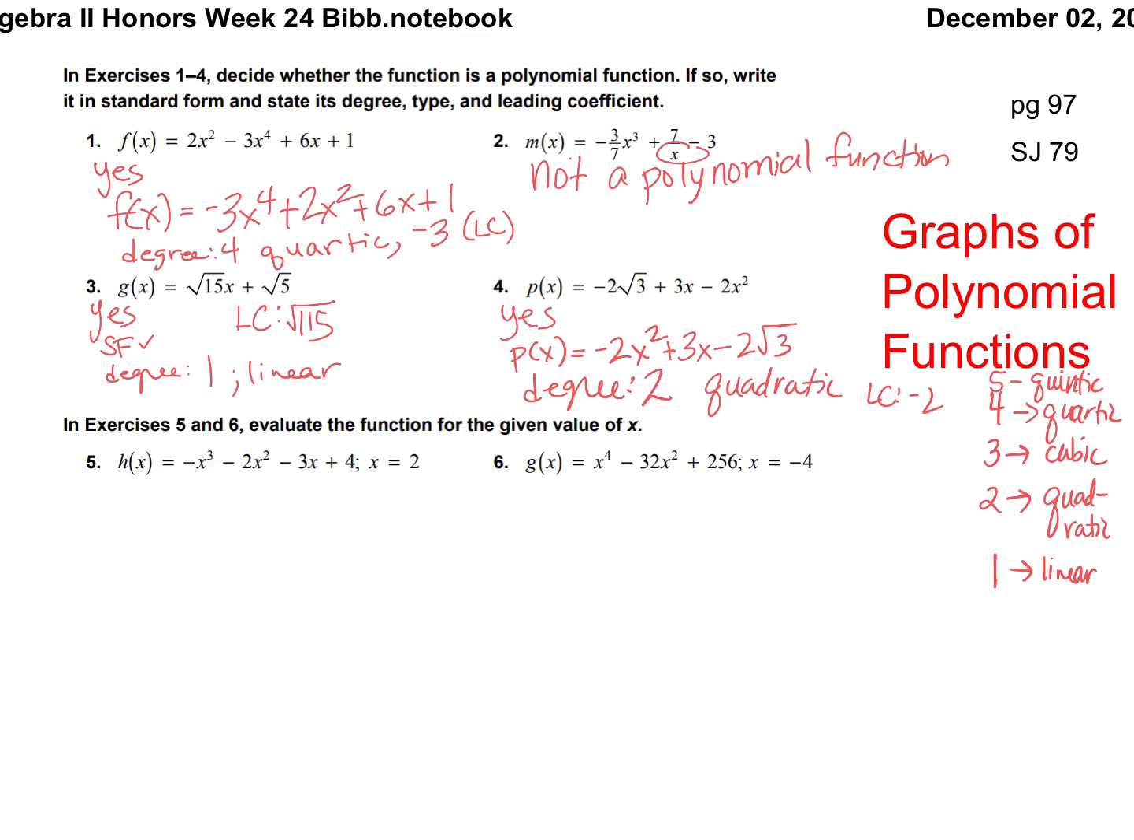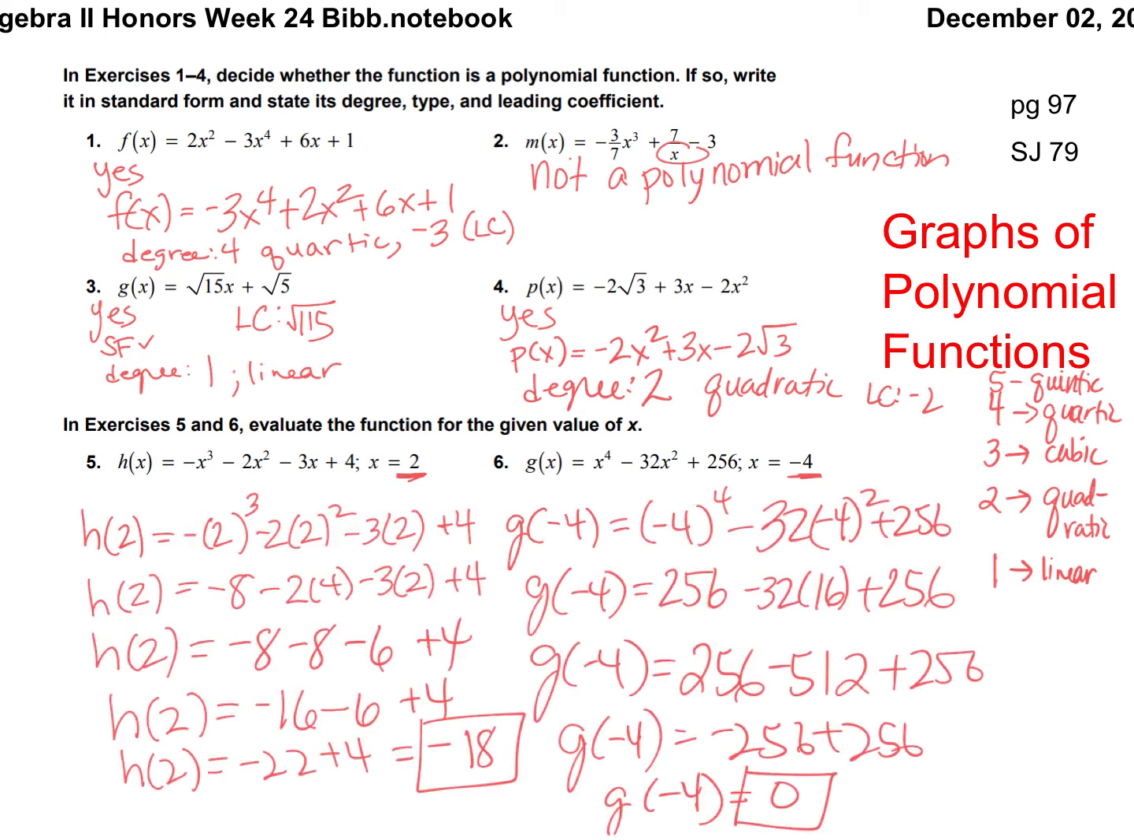Moving on to number 5 and number 6, we're going to evaluate the given function for the given value of x. So that means I'm going to substitute 2 in for x. I'm going to do that in just a moment. And then for number 6, I'm going to substitute -4 in for x. So I'm going to do that, and then I'll come back and show you the answer. Okay, so the answers are hopefully -18 and 0. If you get something different, please let me know. I'll be happy to look at it and check it out. I could possibly have made a mistake.